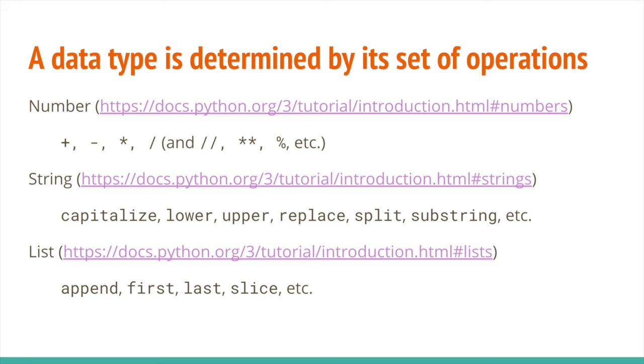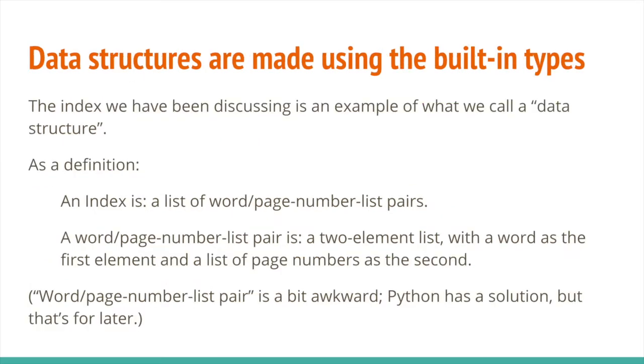And then a list also has many different operations than what we do with numbers and strings. You can add to a list, you can get the first element of the list, get the last element of the list, get any portion of the list, and other operations. So that is another way to look at what a data type is. A data type is whatever is the set of operations that you can do on it.